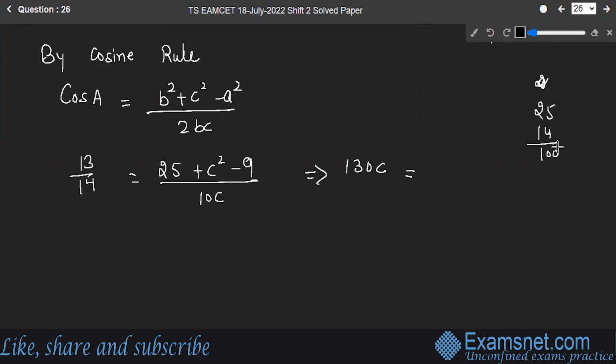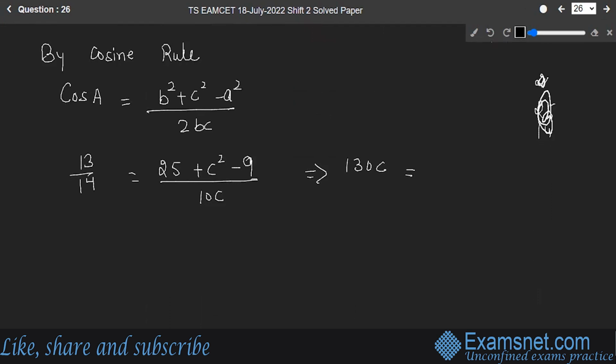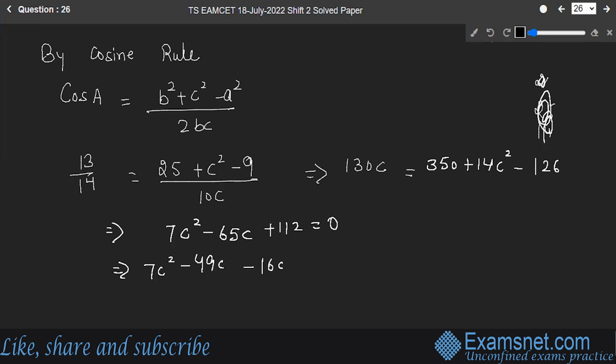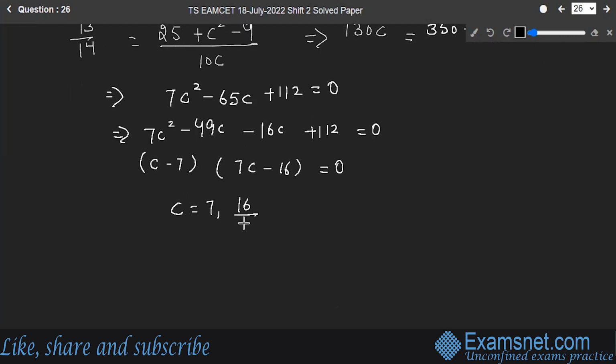Yeah, 350. So 350 plus 14c square minus 126. So I think that's correct. Yes. Okay. So solving this, I'll divide both the sides by 2. So you have 7c square minus 65c plus 112 is equal to 0. Now let's split the middle term. You will get 7c square minus 49c minus 16c plus 112 is equal to 0. The two factors will be c minus 7 and 7c minus 16 is equal to 0, which gives you c is equal to 7 or 16 by 7.